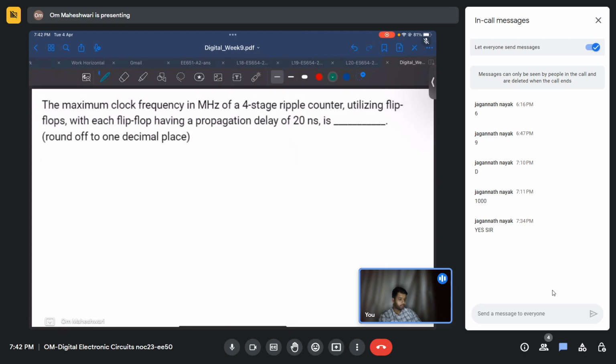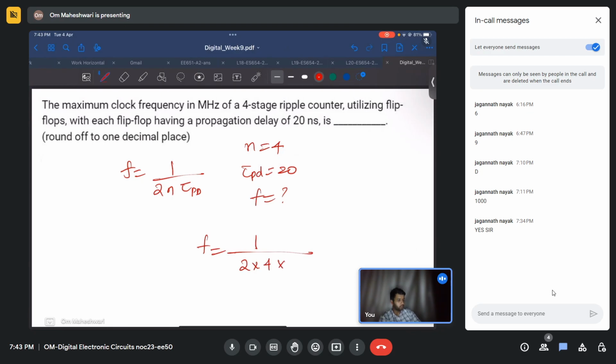The maximum clock frequency in megahertz of a 4-stage ripple counter utilizing flip-flops, with each flip-flop having a propagation delay of 20 nanoseconds. Okay, so we know f equals 1 by n tau pd, n is 4, tau pd is 20, f we have to find.